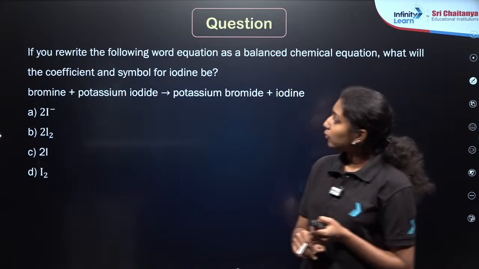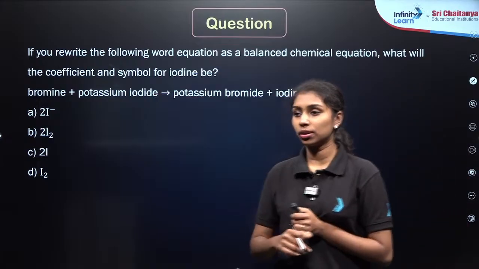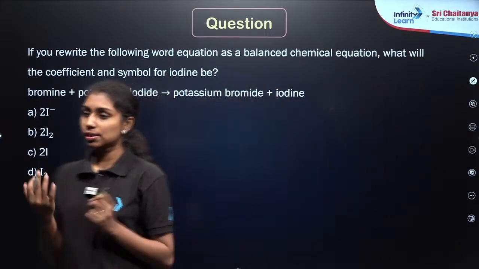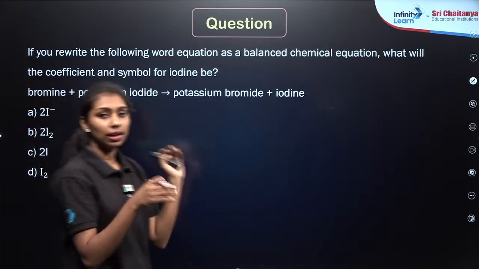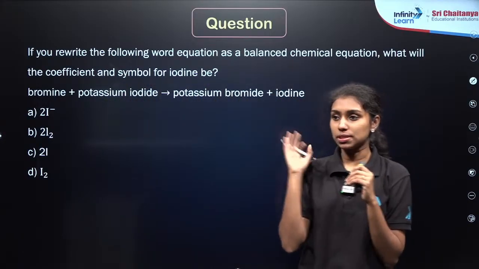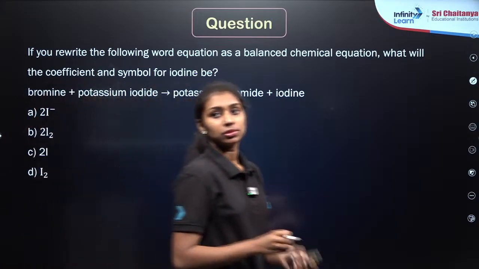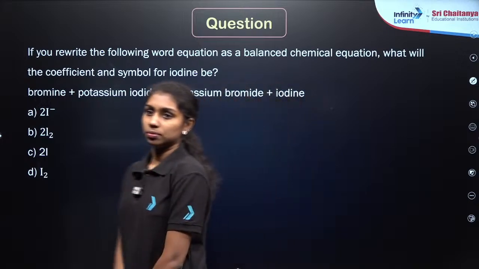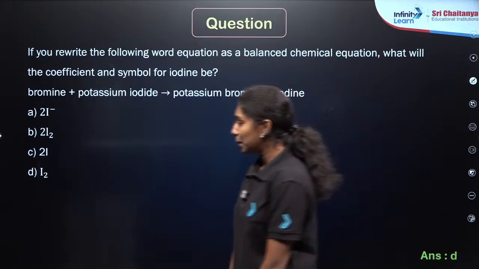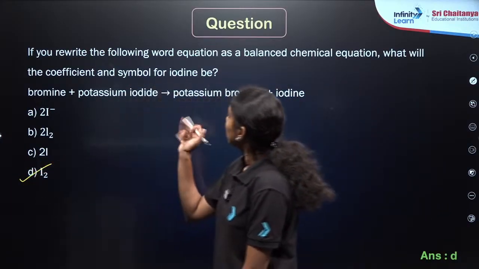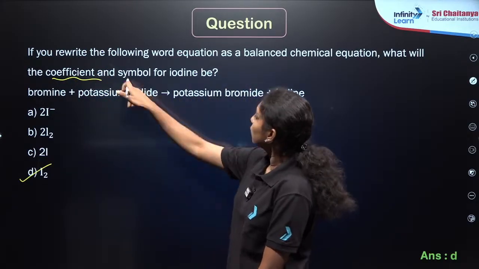If you rewrite the following word equation as a balanced chemical equation, what will be the coefficient and symbol for iodine? A reaction in words is given here. Bromine plus potassium iodide gives potassium bromide plus iodine. So here we need to apply the idea of finding the chemical formula of a substance. So what will be the answer? Yes, option D will be the correct answer, which means the coefficient of the iodine will be 1 I2.